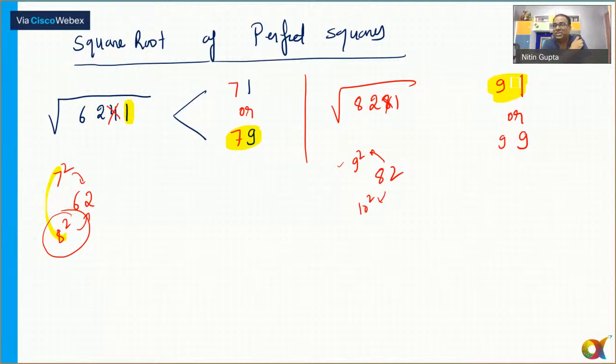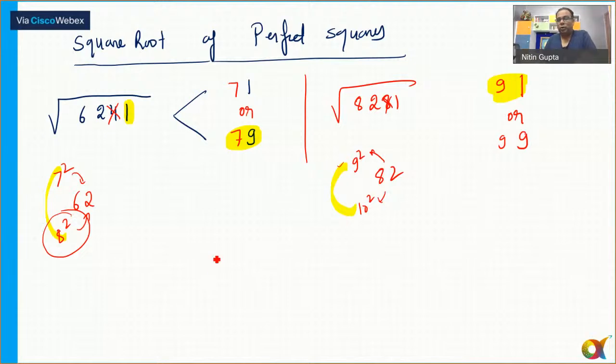Okay. So since 82 is closer to 81, a smaller number, your answer is a smaller number. Or what you could have done is simply take 9 into 10, 90. And since 82 is less than 90, take the smaller number. All right. So my answer is 91. I hope that it is clear. In case there is any doubt, feel free to ask. You can write down in the chat.